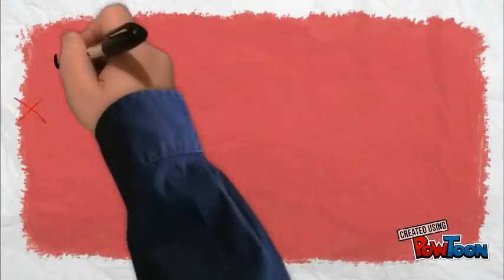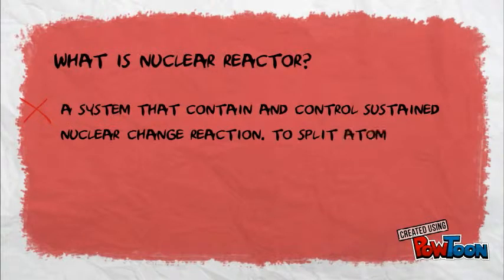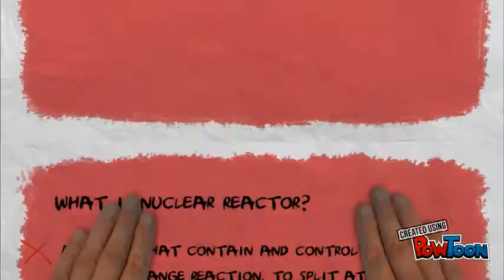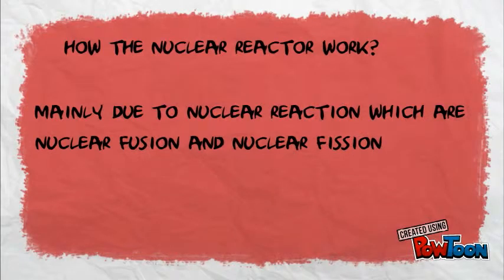A nuclear reactor is a system that contains and controls a sustained nuclear chain reaction to split atoms and use the energy obtained to produce a huge amount of electrical power. The nuclear reactor works mainly due to nuclear reactions, which are nuclear fusion and nuclear fission.